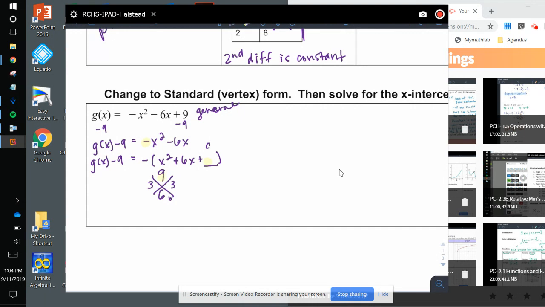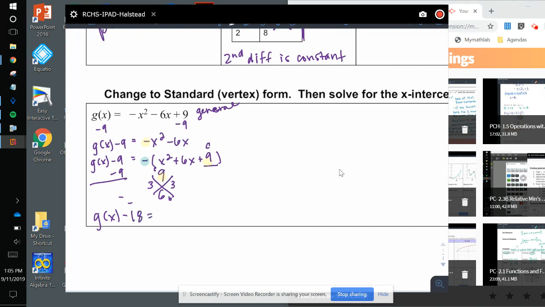The top number c is what I put into my completed square. Okay, so I'm adding 9, but whatever I do to one side, I better do it to the other. But I have to be really careful because right here is a negative on the outside. So I'm not actually adding 9, I'm subtracting 9 to both sides. So I get g of x minus 18.